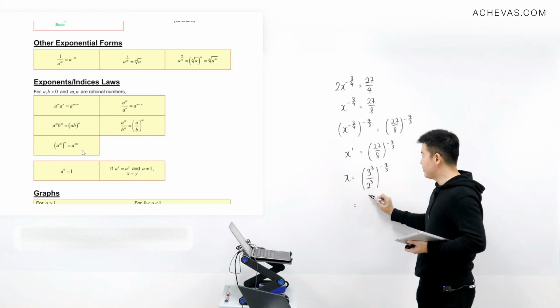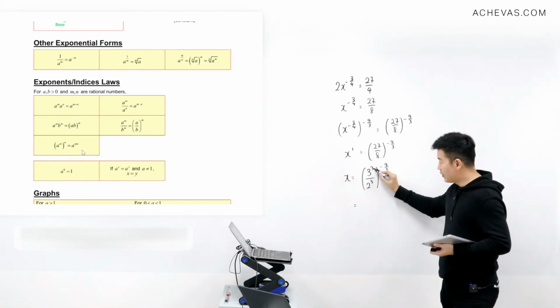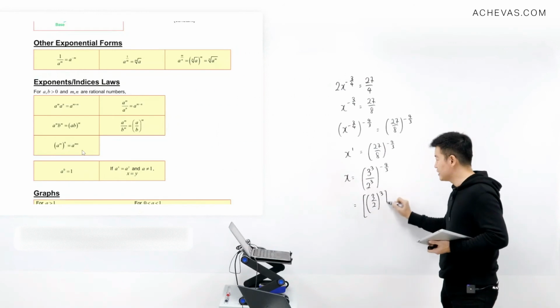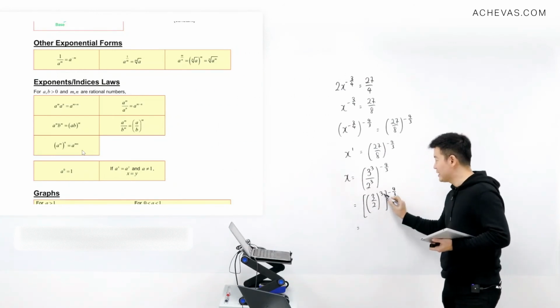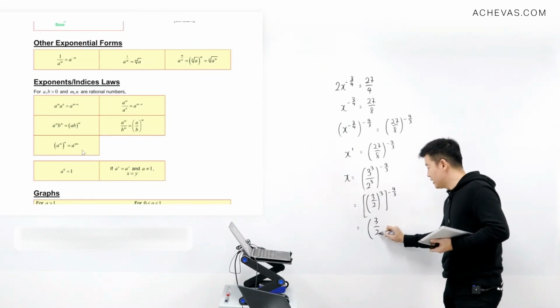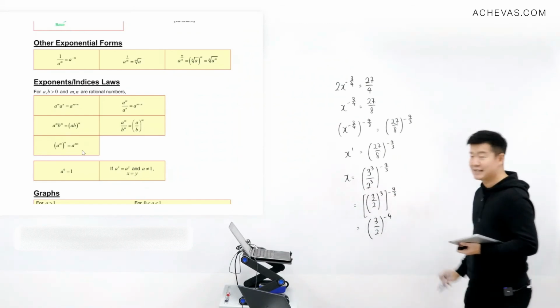And this will be the same as, if I were to use the indices law, 3 power 3 and power 3. This is the same as 3 over 2 to the power of 3. And this is going to be to the power of minus 4 over 3, which will then give us this multiplied by this for the new index. So this to the power of 3 times minus 4 over 3 gives me a minus 4.